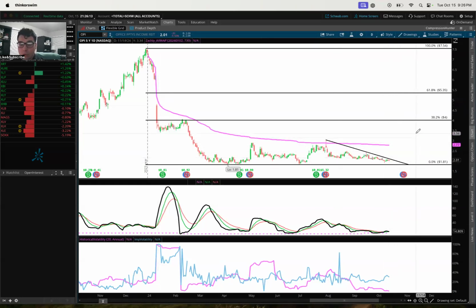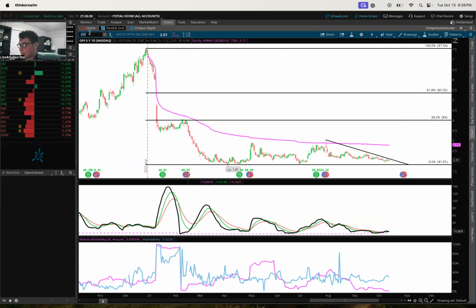A 70 cents move on a $2 stock is a large move percentage wise, right? Let's just take a look at that. That's about a 30% move roughly if we were to get that move to the upside. All right. So that's kind of how I do some of the TA on it, right?